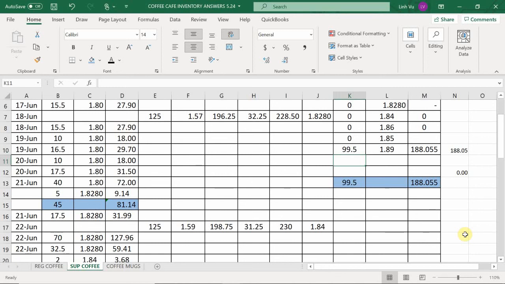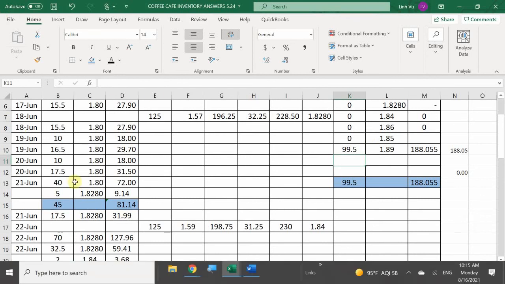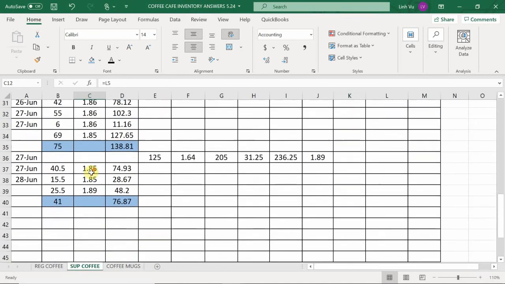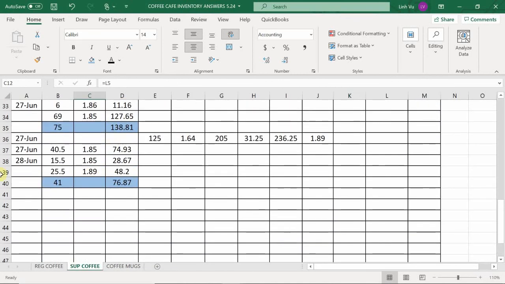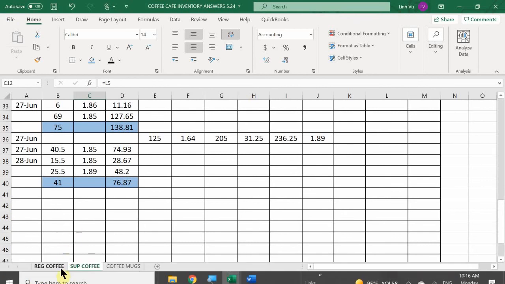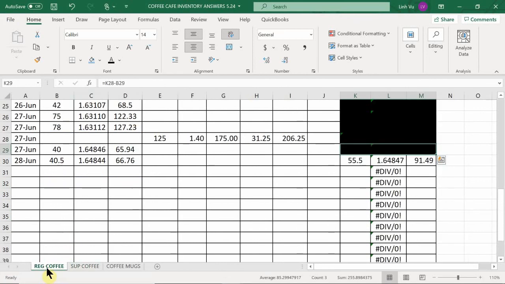All right. So now we have our numbers, right? We have our cost of goods sold, right? We sold a grand total of $76.87 worth of Supreme Coffee, right? And for regular coffee, we sold a total of $66.76.